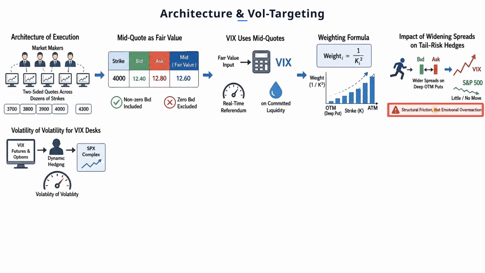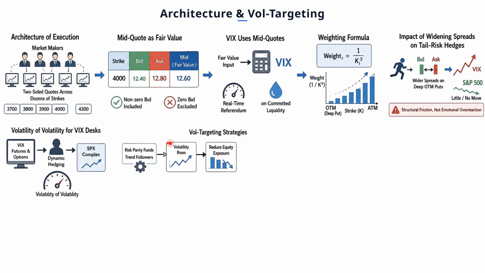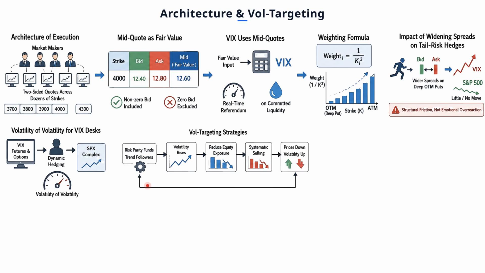Institutional players further complicate this through vol-targeting strategies. Risk parity funds and trend followers are often programmatically required to reduce equity exposure as volatility rises. This creates a reflexive feedback loop. Rising volatility triggers systematic selling, which further depresses prices and increases volatility.